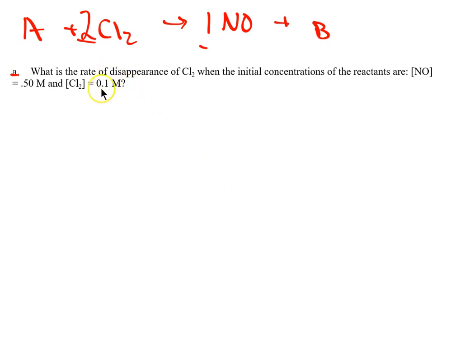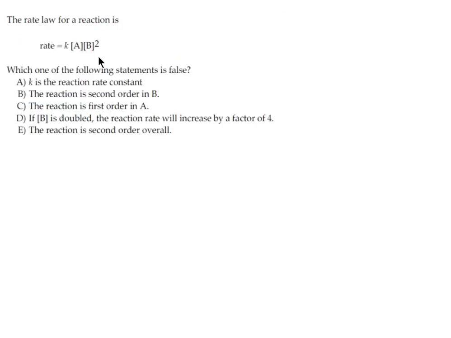Okay? So the disappearance of Cl2 would be 2 times greater than NO. That's all you have to write. Is that okay? If it's a different coefficient, you would do it differently. Say 3 to 1 or 1 to 3 or whatever. Okay. There is a problem that we'll do that's like the one I was just talking about.